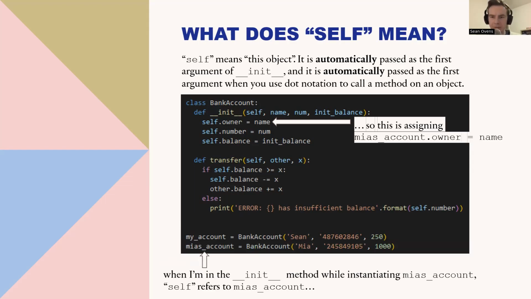Okay, so I guess just another similar example. Again, looking at when we're initializing Mia's account now, when I'm in the init method while instantiating Mia's account, self is going to refer to the object Mia's account, right? Again, self just refers to this particular object.